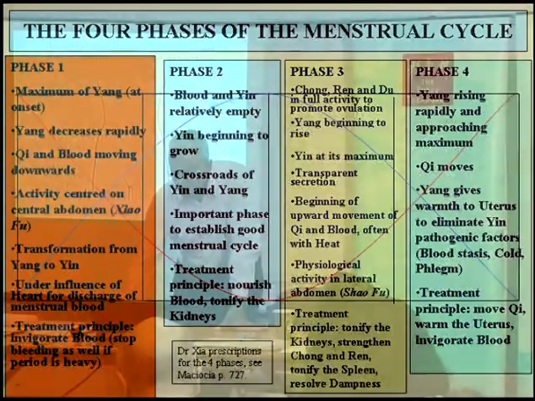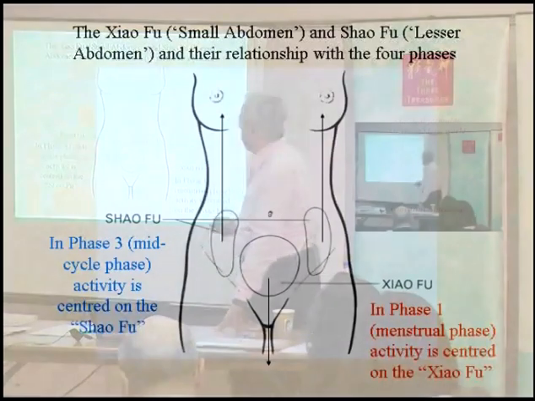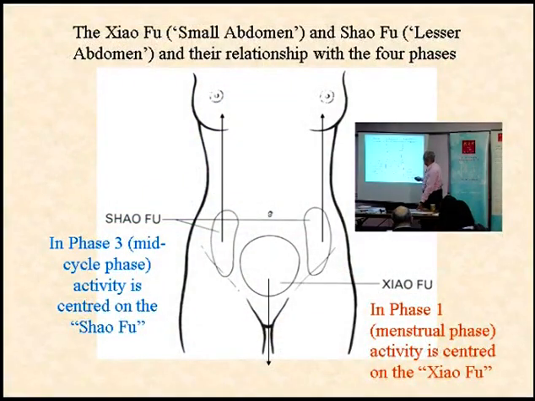And this downward movement activity is centered on the xiaofu. This is the xiaofu, which means small abdomen. And this is the xiaofu, these two lateral ones. So in phase one, the activity is centered right there, on the ren mai. Okay? With the downward movement of qi and blood.